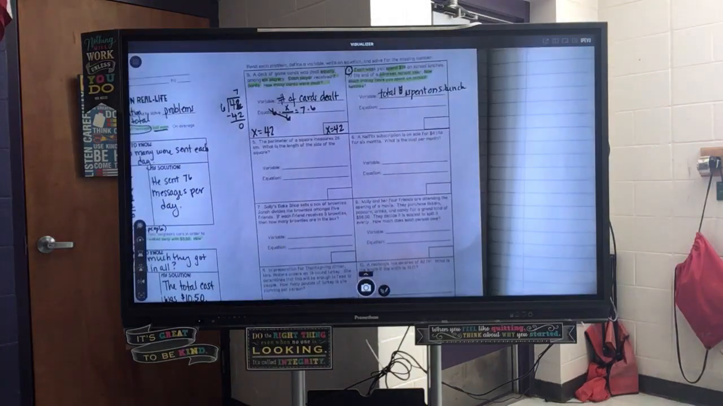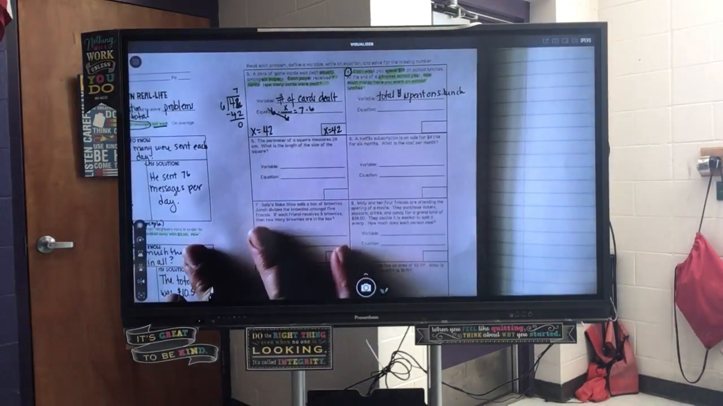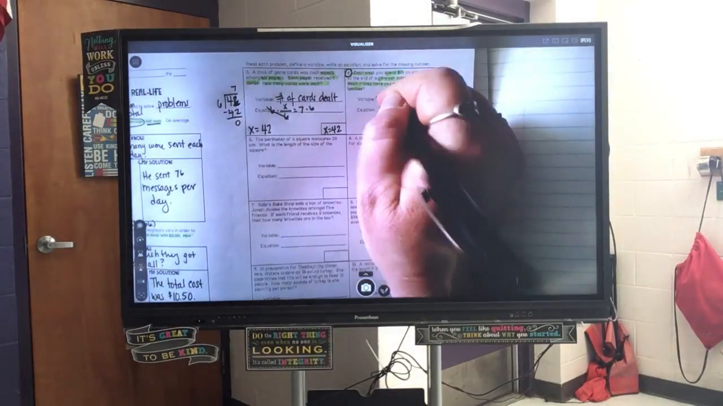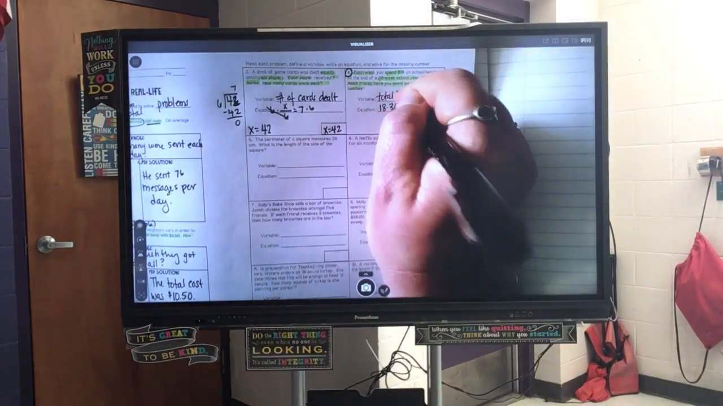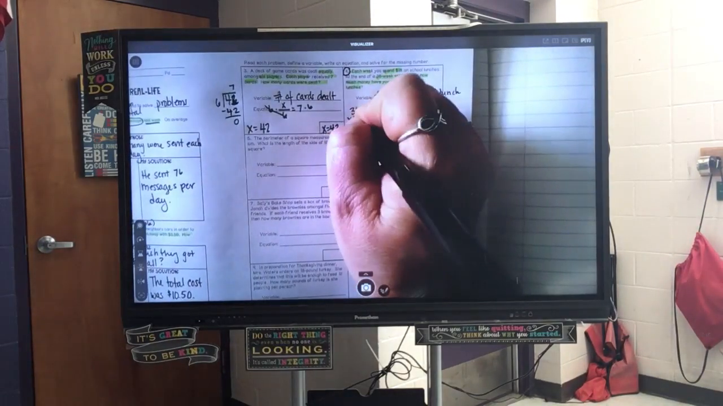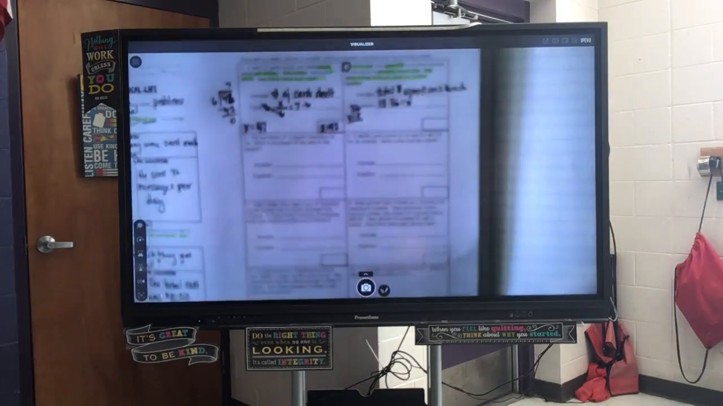So what is our equation going to look like? Keyword is each. Mikhail, what do you think? 18 times 36 equals x. So do 18 times 36, stand up when you have your answer.